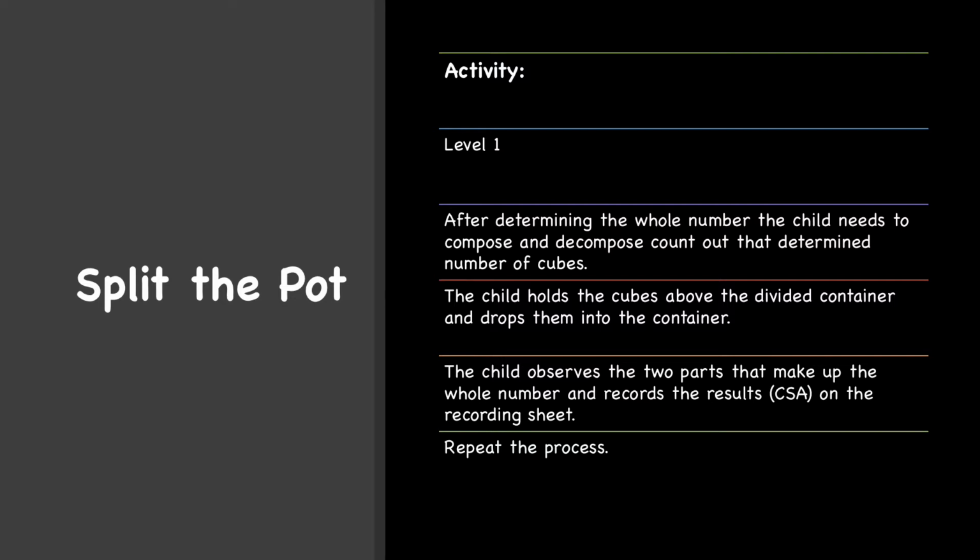After determining the whole number the child needs to compose and decompose, count out that determined number of cubes. Next, the child holds the cubes above the divided container and drops them into the container. The child observes the two parts that make up the whole number, and depending on the CSA stage that they are at, they will either simply verbalize what they see, draw a representation of what they see, or record the results with symbols on the recording sheet. Then, they repeat the process.